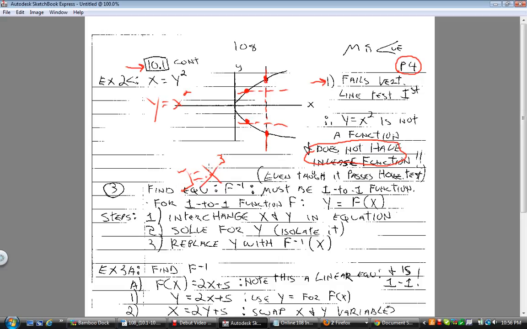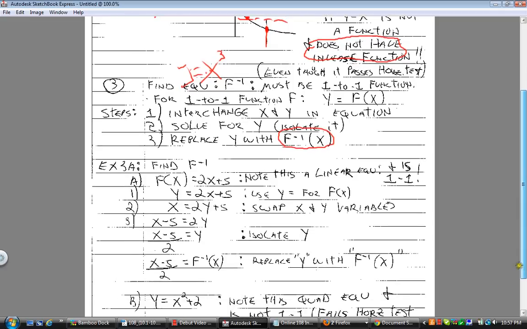Okay, so the steps that you're going to do here, you're going to come down and simply take the original function and interchange the x and y variables in the equation. Next step, you're going to go ahead and solve and isolate the y variable. And once you've done that, you're going to replace the y with the notation of f inverse of x, and that's going to be your inverse function. Okay, so let's go ahead and do an example here to help everybody.